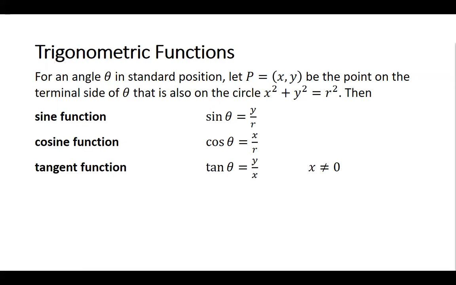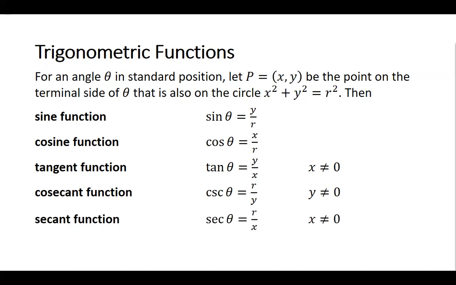Tangent, y over x, where x obviously cannot be equal to 0 because then you'd be dividing by 0. Cosecant theta, r over y, where y is not equal to 0. Secant theta, r over x, x not equal to 0. And cotangent theta, x over y, where y is not equal to 0.